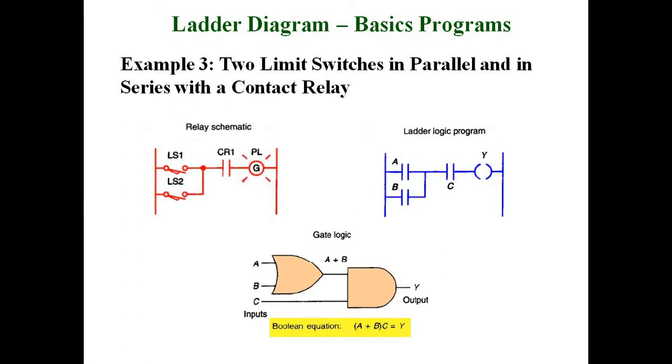The next one is two limit switches in parallel and then in series with a contact relay. Here limit switches 1 and 2 are in parallel, so that means an OR gate. The contact relay is connected through an AND gate, and then the pilot light is the output. Here in the equation, if either input is 0 or 1, when will you get 1 and the output will be high.